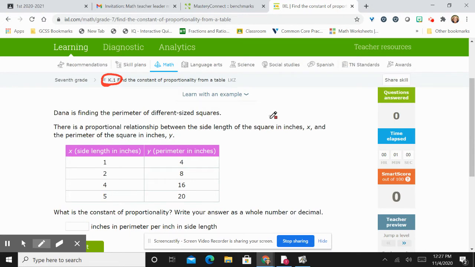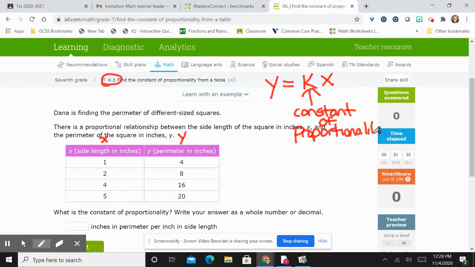So the other day we learned that a table has a left side of X and a right side of Y. And we learned the formula Y equals KX. The K is the constant of proportionality. So K is obviously who we're looking for.